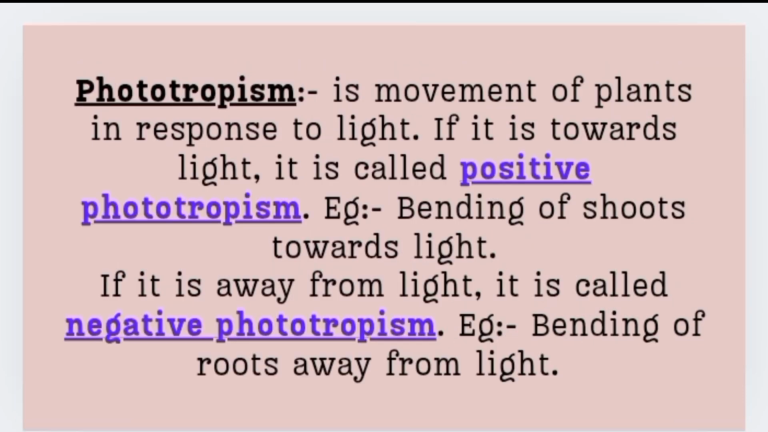So phototropism is the movement of plants in response to light. If it is towards light, it is called positive phototropism. Example, bending of shoots towards light. If it is away from light, it is called negative phototropism. Example, bending of roots away from light.